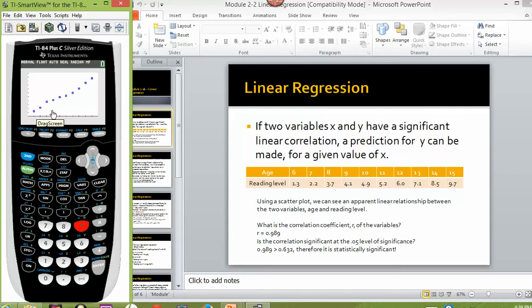And if we look up the correlation coefficient, if I go into stat again, go over to calc, choice number 4, and down to calculate. We see, yes, indeed, r is 0.989 if we round it to 3 decimal places, which is a very strong correlation. And so we say, yes, there appears to be a very strong relationship here.